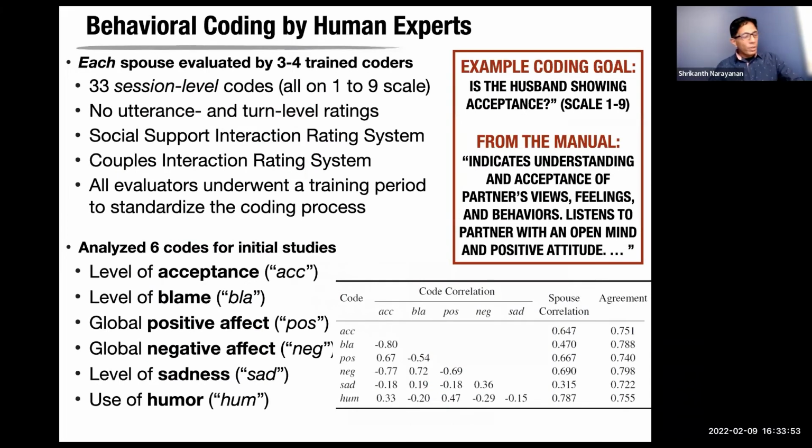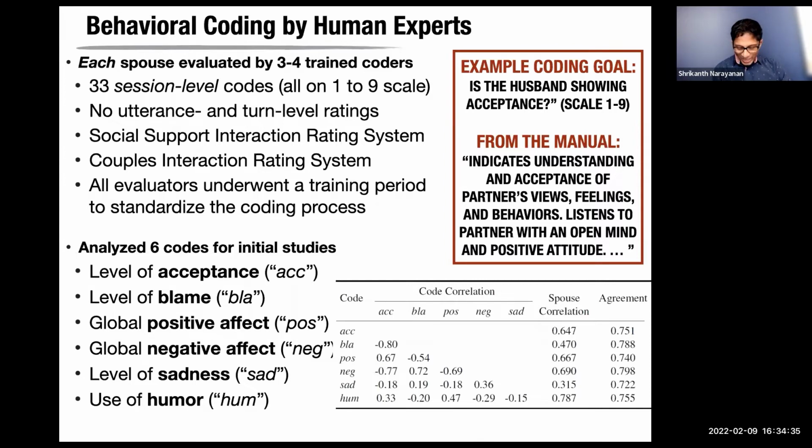So the way couple researchers work in traditional ways is to do behavioral coding, right? They watch the interaction and map it to these codes on a scale of 1 to 9: what's the level of acceptance exhibited by one of the interacting partners, blame, and so on, right? And the way it is operationalized is through coding manuals, and there are linguistic descriptions of these. And you have 3 or 4 people watch these 30, 40-minute videos and map.